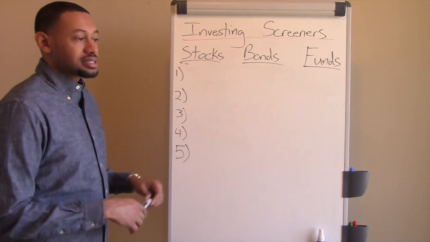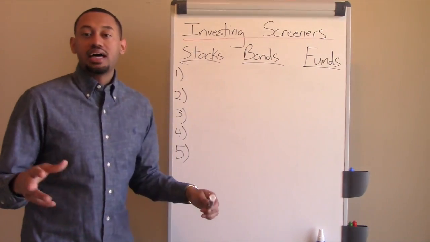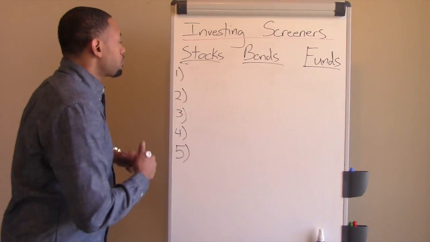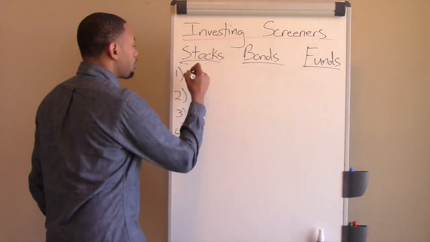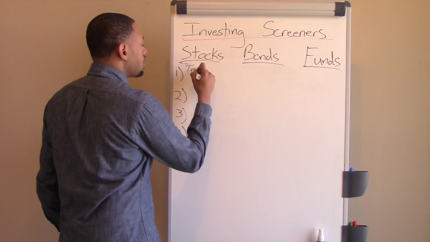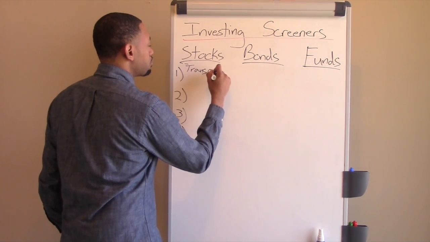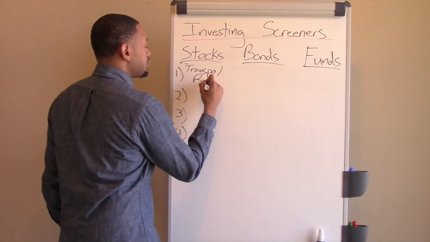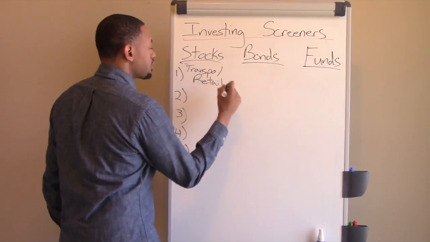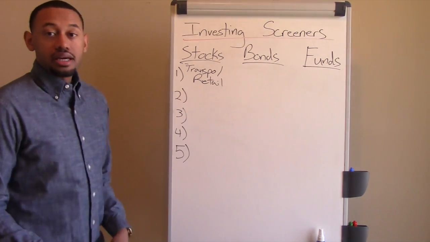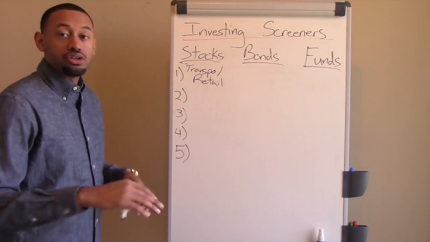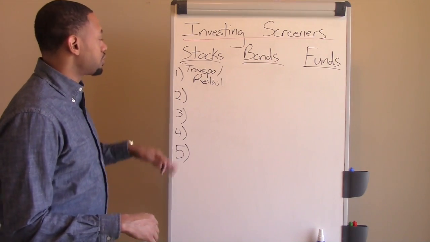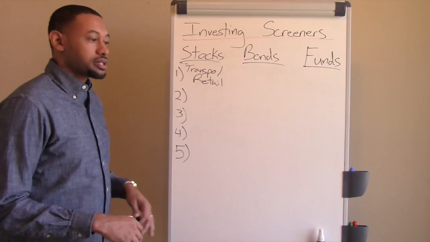But let's start with stocks. And let's just say I like to travel and I like to shop. So first off, I'm going to say, you know what? I'm only going to look at transportation. So we'll put transpo and retail stocks. Transportation because I like to travel. Retail because I like to shop. Your retail, your Nordstrom, JCPenney, so on and so forth. So that's part of my screener.